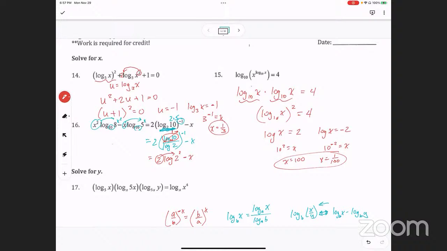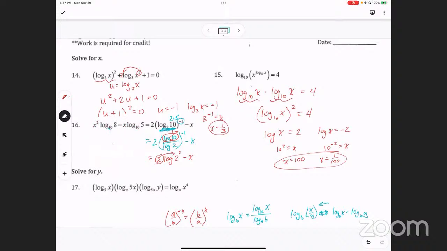Trying to think of how I can simplify log base 10 of 5. I feel like there's a simplification for log base 10 of 5 that I'm just not seeing. This is a doozy of a problem right here. I feel like I'm not seeing something. 8 is 2 cubed, right?